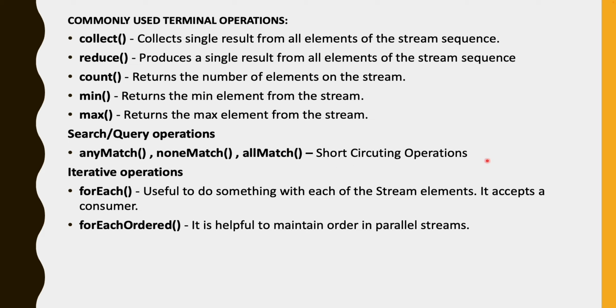What is meant by short circuiting operations? These take a predicate as an input. What is a predicate? That is a condition. So it will take a predicate as input for the match condition, and the processing of the stream will be stopped when the result is determined. That is called short circuiting of the operations. We have a few iterative operations as well, like forEach and forEachOrdered, which are used to iterate the elements of the stream. We will see all these terminal operations and intermediate operations in our coding example now.